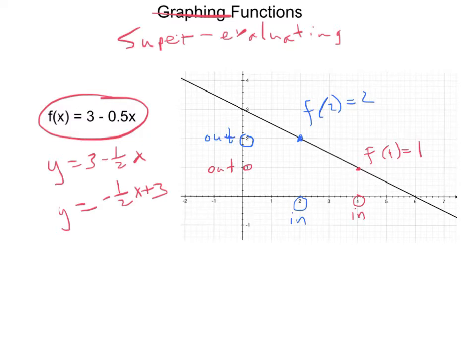Similarly, what does this point over here mean? Pause the video and think about it, and if you don't need to pause it, that's fine. That point means that when I plug in 6, I get back 0. Now let me see if I can find another color. This point up here means that when I plug in negative 2, I get back the value 4.